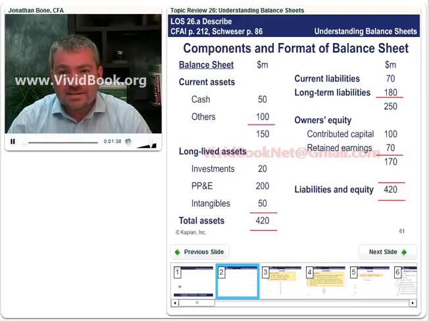Okay, notice there's why it's called a balance sheet. Total assets, 420 million. Liabilities and equity, 420 million. Okay, in other words, assets equal liabilities plus equity, the balance sheet equation that we saw in our earlier reading.